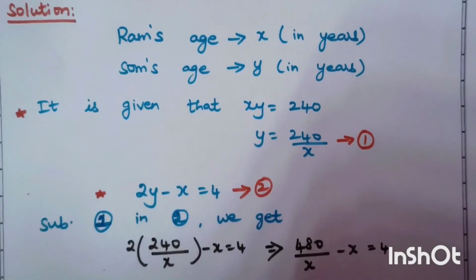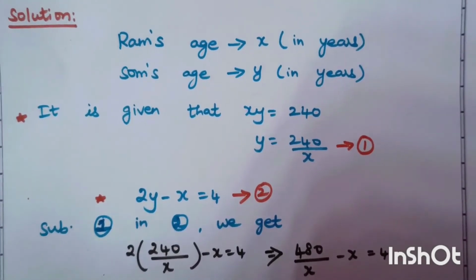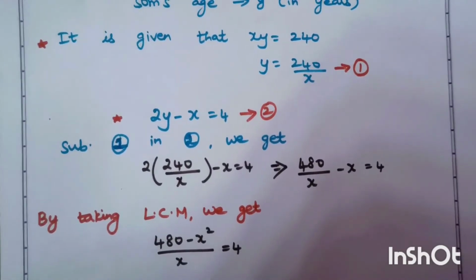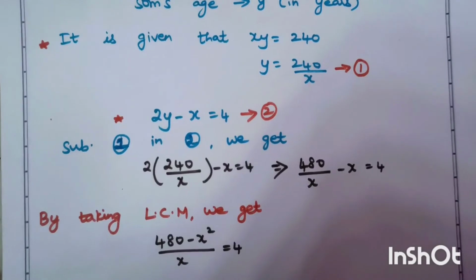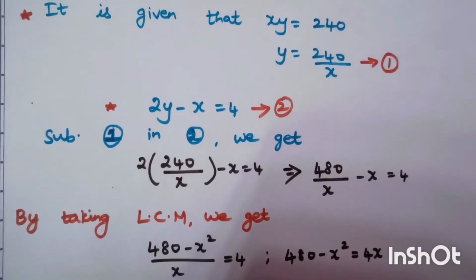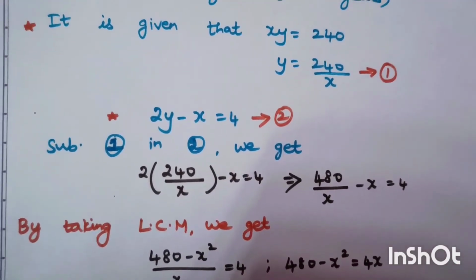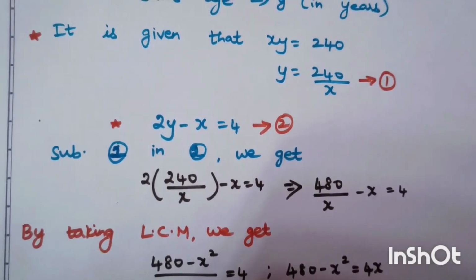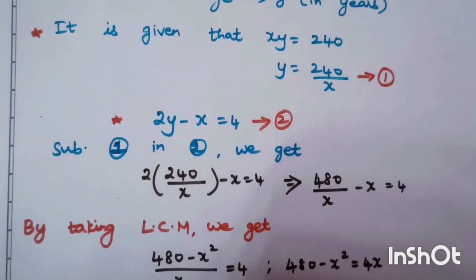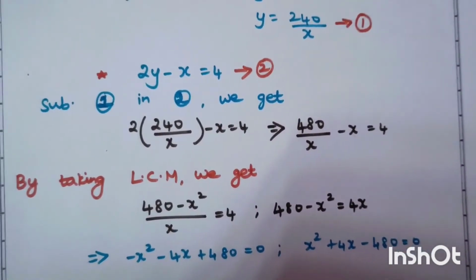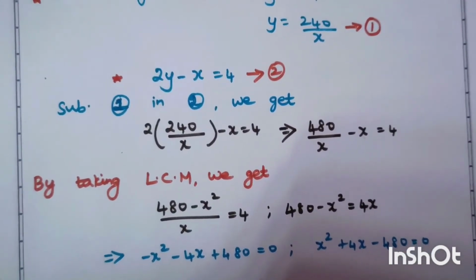Then we have to take the LCM in order to solve it. So what we get? 480 minus x squared by x is equal to 4. Then we have to cross multiply. So what we get? 480 minus x squared is equal to 4x. We have to take all the terms to the left hand side. So we get minus x squared minus 4x plus 480 is equal to 0. Alright, then we have to change the sign. So what we get? x squared plus 4x minus 480 is equal to 0.